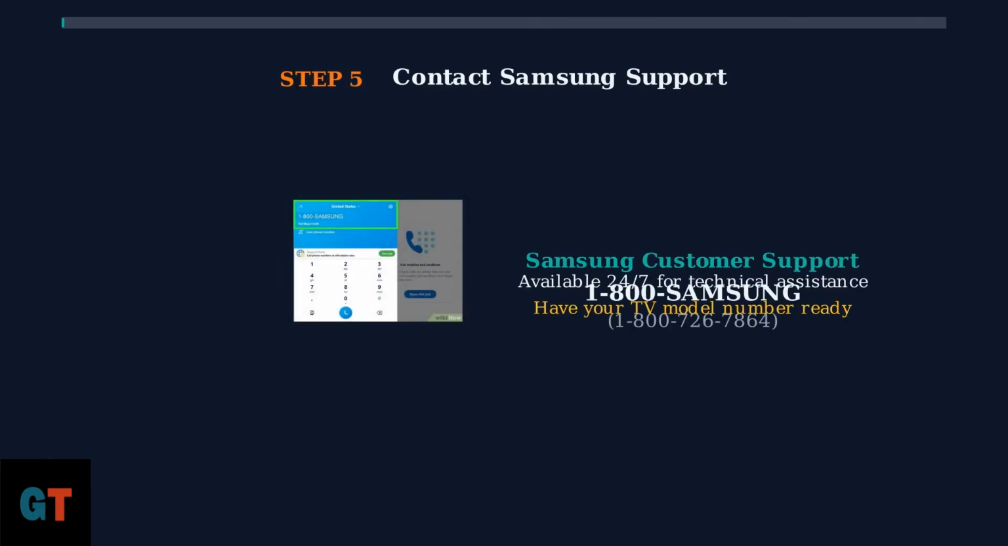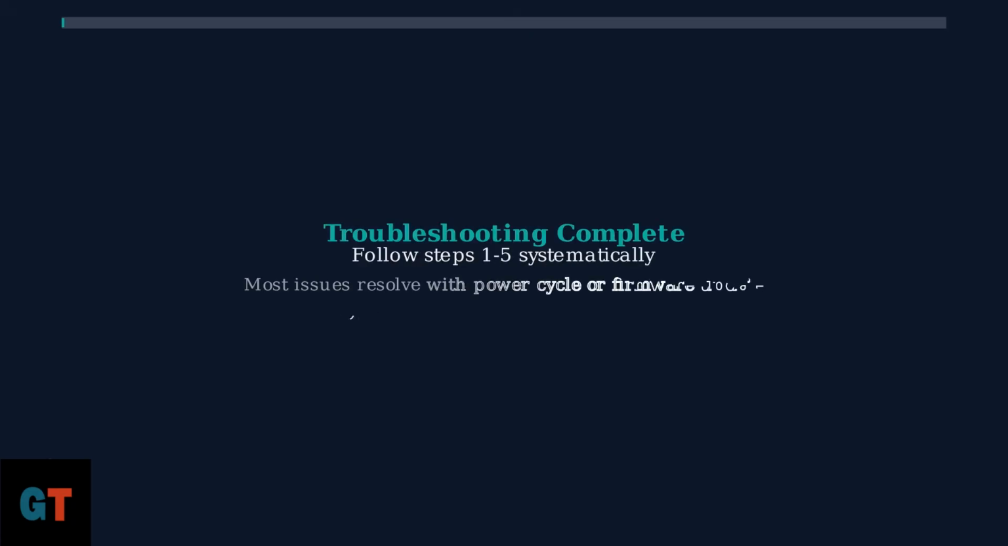Step 5 involves contacting Samsung customer support if all previous troubleshooting steps have failed to resolve the server maintenance error. Samsung's technical support team can provide advanced diagnostics and specialized assistance for persistent issues. These 5 troubleshooting steps provide a comprehensive approach to resolving Samsung TV server maintenance errors. Begin with the power cycle and progress through each step systematically until the issue is resolved.